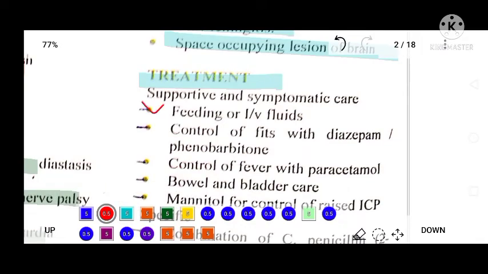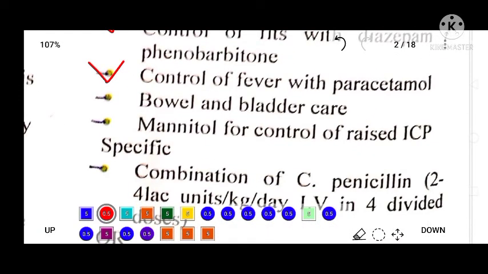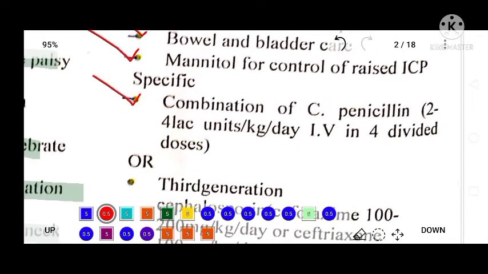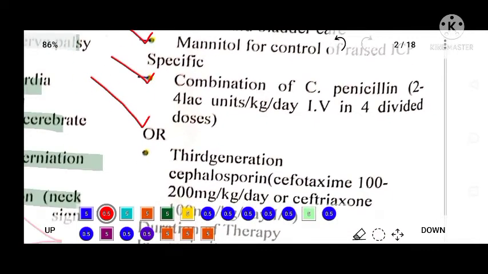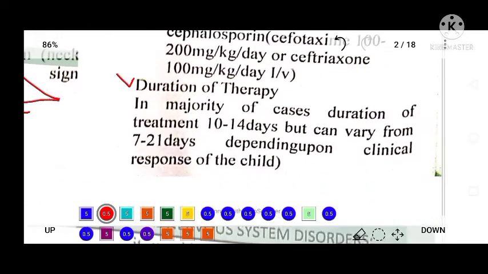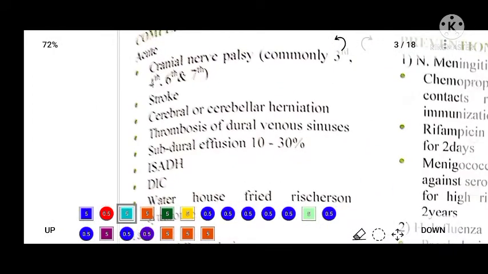For treatment, feeding should be through IV fluids, control the fits with diazepam and phenobarb, control fever with paracetamol, and bowel and bladder care. Mannitol should be given in raised intracranial pressure. A combination of penicillin should be given. Third generation ceftriaxone should be given as an antibiotic, and full duration therapy should be given in order to save the life of the patient. What complication can occur in meningitis?